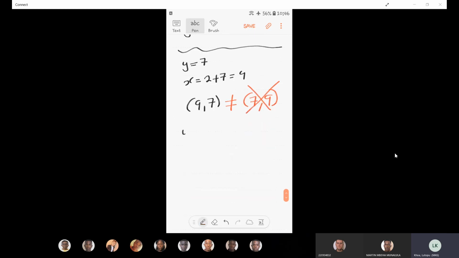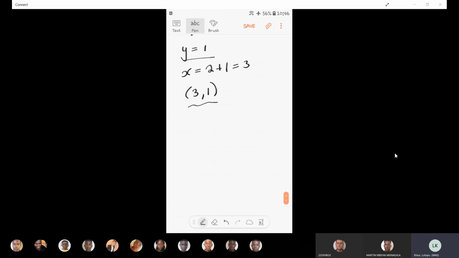Okay, and then when y is equal to 1, we have x equal to 2 plus 1. This is equal to 3. So the second solution is 3, 1. So there I have my two solutions. So this is the first one, and then that is the next one.